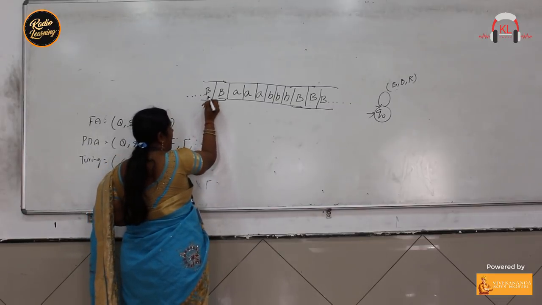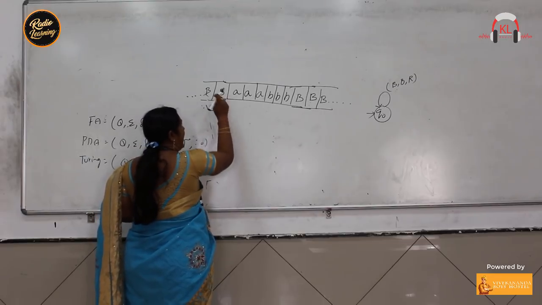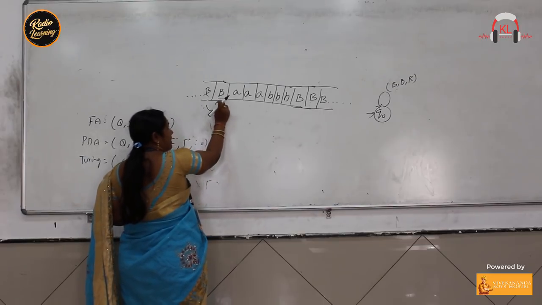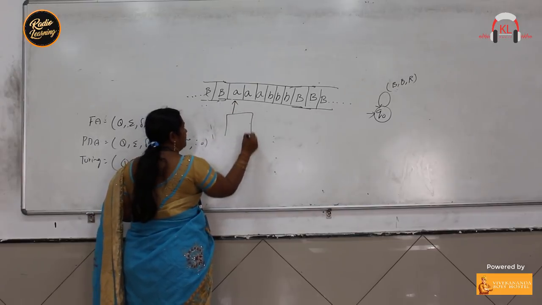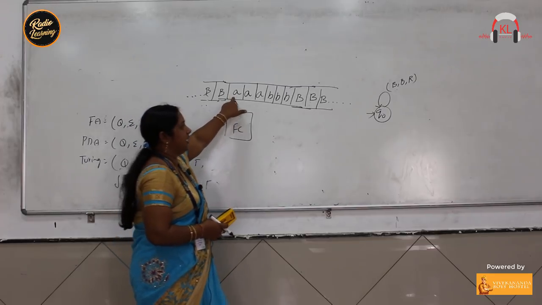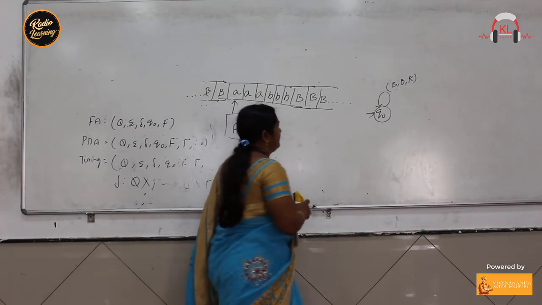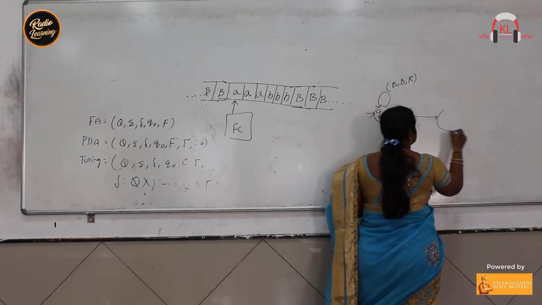That means here my tape is pointing to the first blank. I saw a blank. I'm in the same state. I'm keeping this blank as it is, and I'm moving forward. Again, I saw a blank. I'm keeping the blank as it is. I'm moving forward. So finally, my finite control head will be pointing to the first A. Now, I saw A. Whenever you see A, I'm moving from Q0 to Q1.